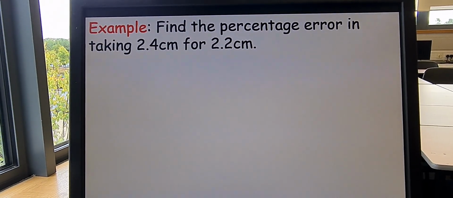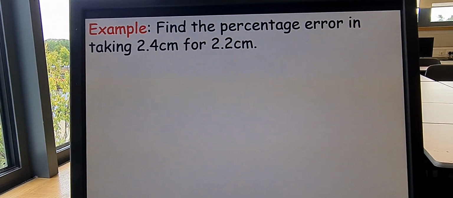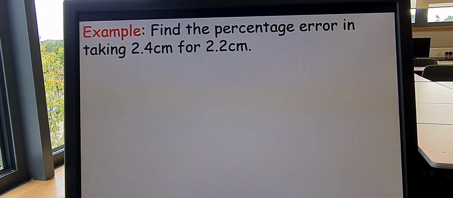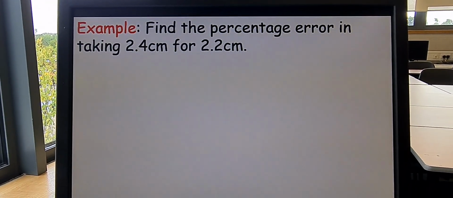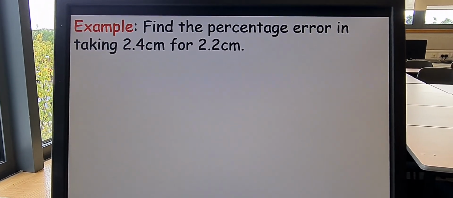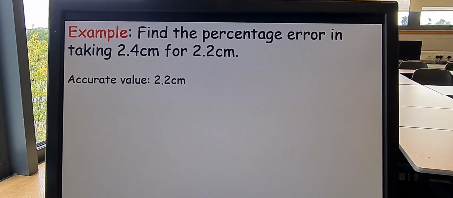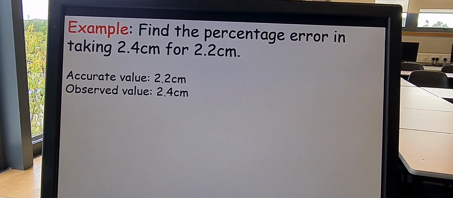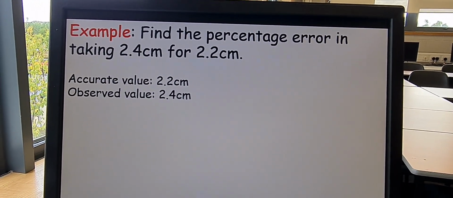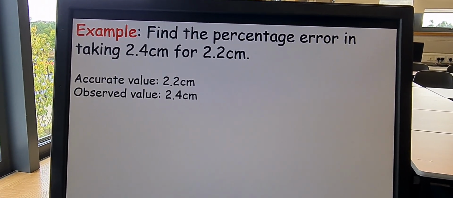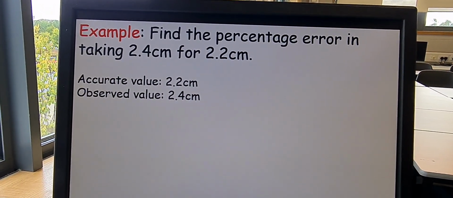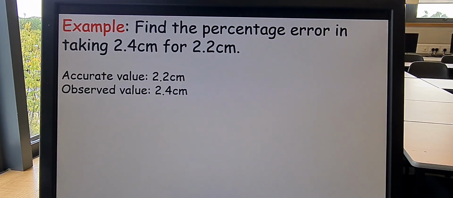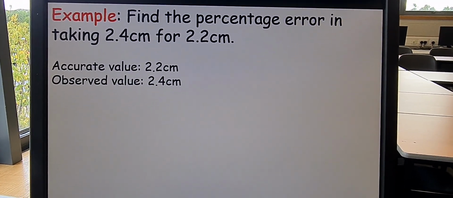Okay, next example of percentage error. Find the percentage error in taking 2.4 centimetres for 2.2 centimetres. So in order to get out the calculated percentage error, you need to put down the formula first. Then you need to decide which value is your accurate value and which value is your estimated value or your observed value. So if they said, find the percentage error in taking 2.4 centimetres for 2.2, that means they incorrectly took 2.4 when it would have been 2.2. So 2.2 centimetres is your accurate value and the 2.4 is your observed value.